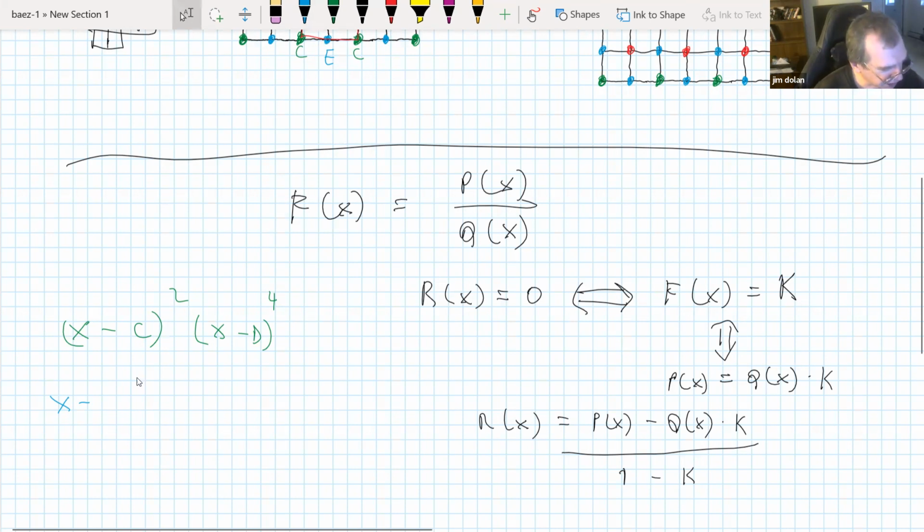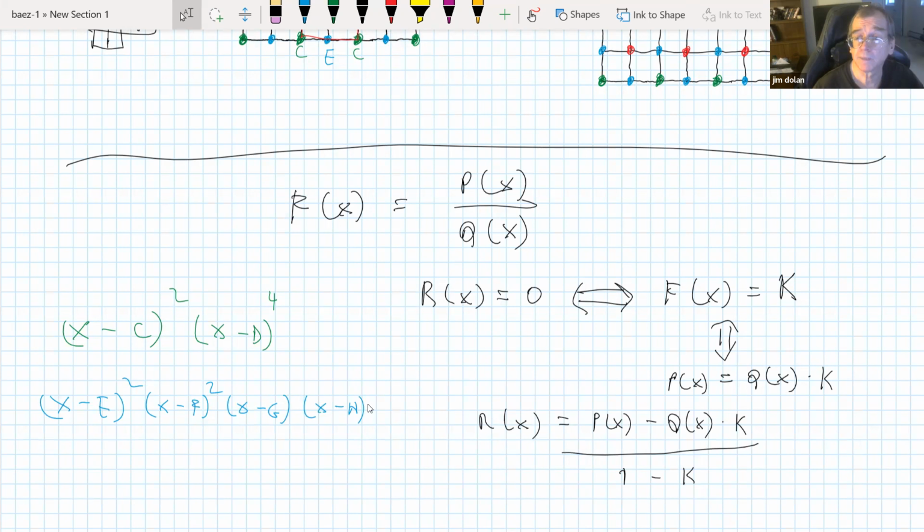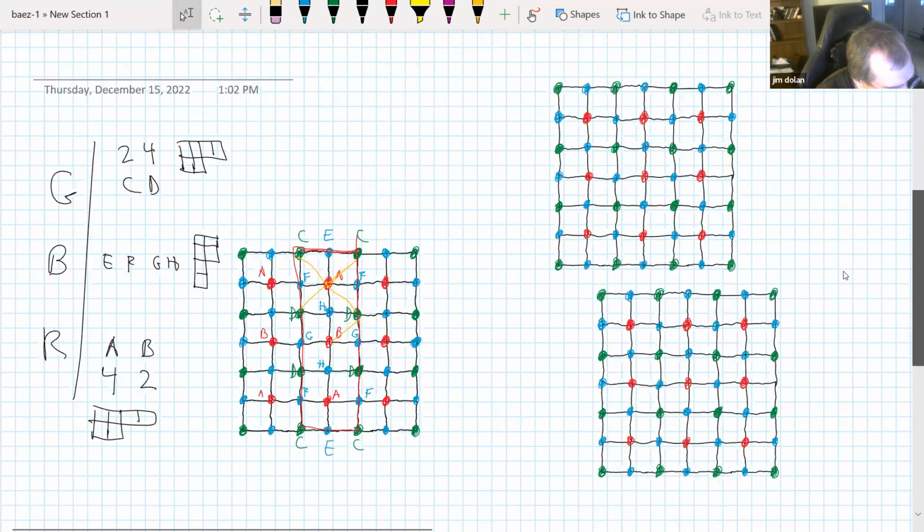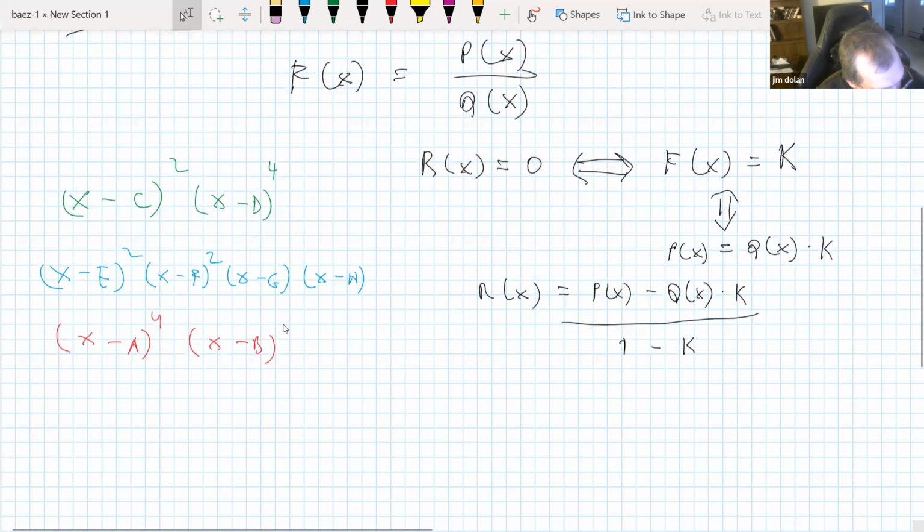Let's just pretend that it's like X minus E squared. And I'm sure this is wrong, but let's just pretend that it's like that. And X minus F squared and X minus G to the 1 and X minus H to the 1. So that's what the blue K-rater looks like. And the red K-rater looks like X minus A to some power and X minus B to some power. We had X minus A being the 4th power and X minus B being the 2nd power.